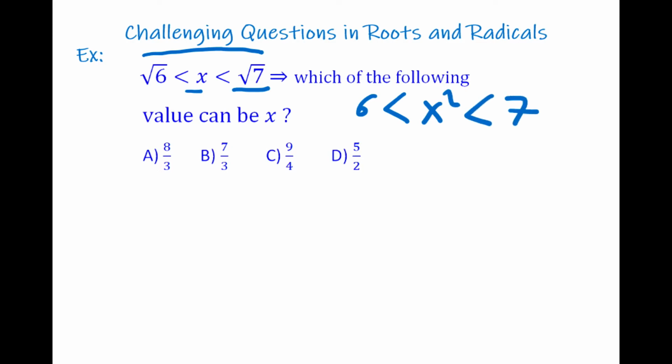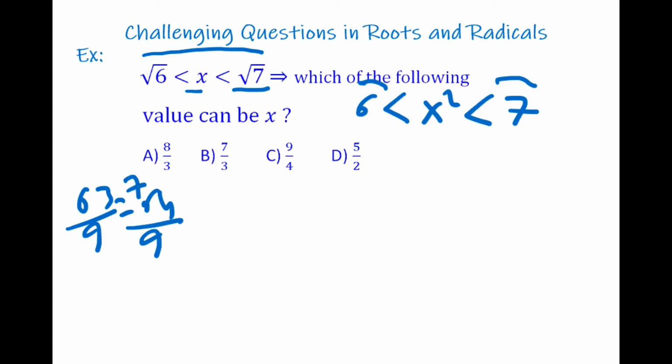And as you can see, right now we do not have roots. So that means if you take the square of x, then that is going to be between 6 and 7, guys. So if you look at the options here, if you take the square of the options, then which value is going to be between 6 and 7? If you take the square of 8 divided by 3, then we're going to have 64 divided by 9, right? And if it was 63, 63 divided by 9 is 7, right? And because it's 64, it's greater than 7. So this number is greater than 7.